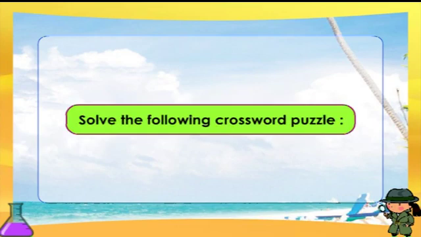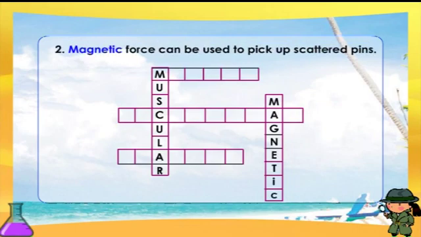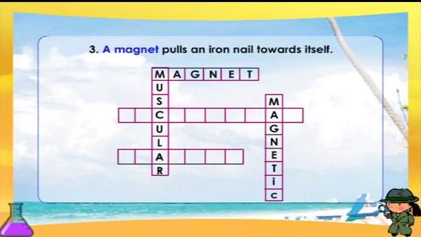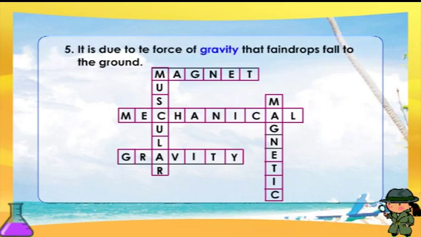Solve the following crossword puzzle. Muscular force is to be applied to push a scooter that has failed. Magnetic force can be used to pick up scattered pins. A magnet pulls an iron nail towards itself. Mechanical force was used when the farm was ploughed with a tractor. It is due to the force of gravity that raindrops fall to the ground.